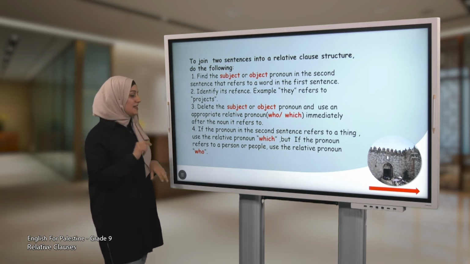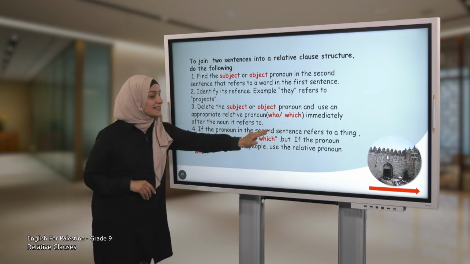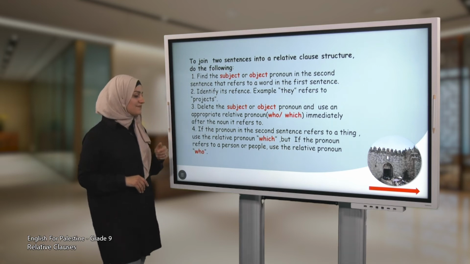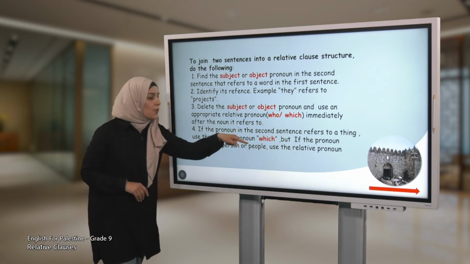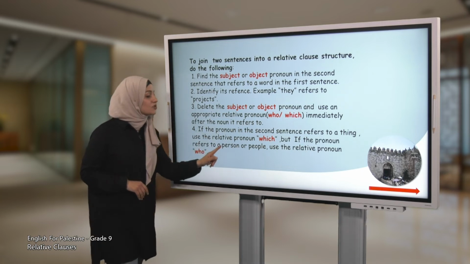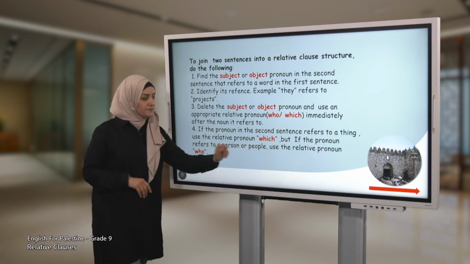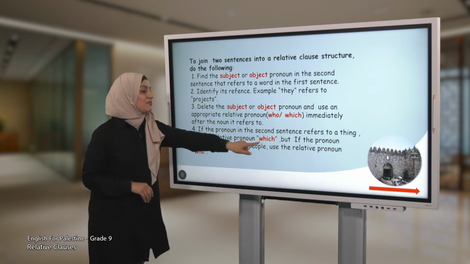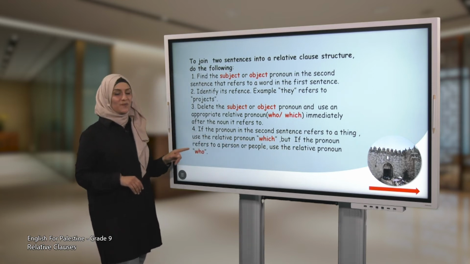And remember, if the pronoun in the second sentence refers to a thing, then we have to use "which". If the pronoun in the second sentence refers to a person or people, we have to use the relative pronoun "who".